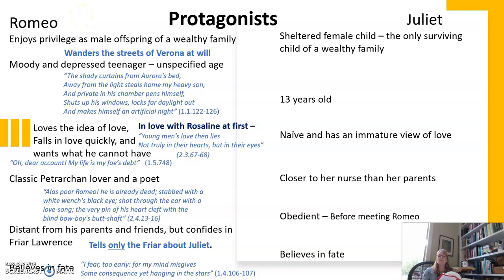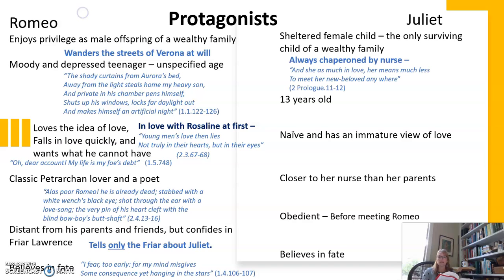He believes in fate, saying on his way to the party, "My mind misgives some consequence yet hanging in the stars." Juliet, on the other hand, is the sheltered female child of the Capulets, the only surviving child of this wealthy family, always chaperoned by the nurse, as pointed out by the chorus and prologue to Act 2. She is only 13 years old, important to remember this, and Capulet tells Paris this when Paris comes with his marriage suit. And Lady Capulet and the nurse also discuss this.